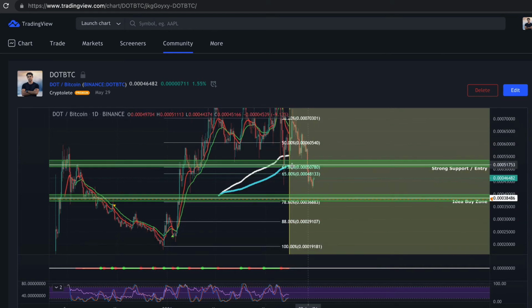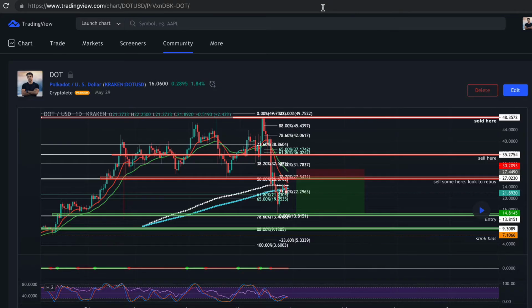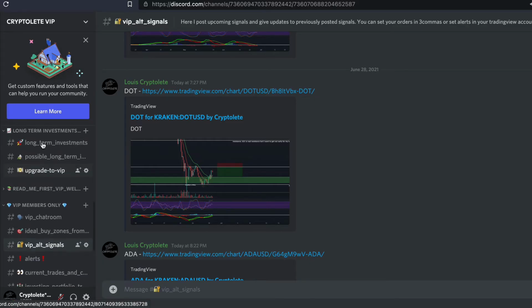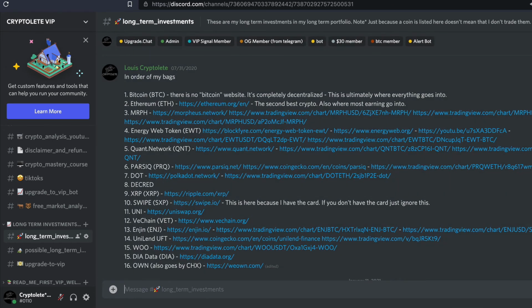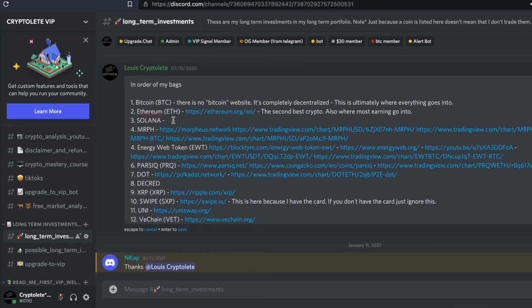Damn, strong support just got demolished, and now we're down here. So it might pump up again. Oh man, I'm so surprised at DOT. I wish I bought more Solana right now. Solana is better than DOT. In fact, knowing that, I really want to go into my long-term investments. And where is Solana? Holy crap, I don't have Solana in here. Solana is huge. Quant, this needs to be up next.